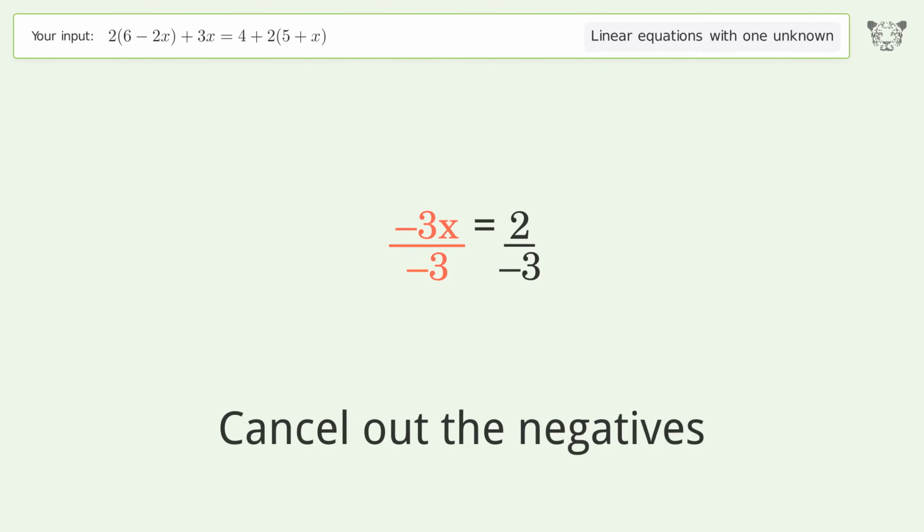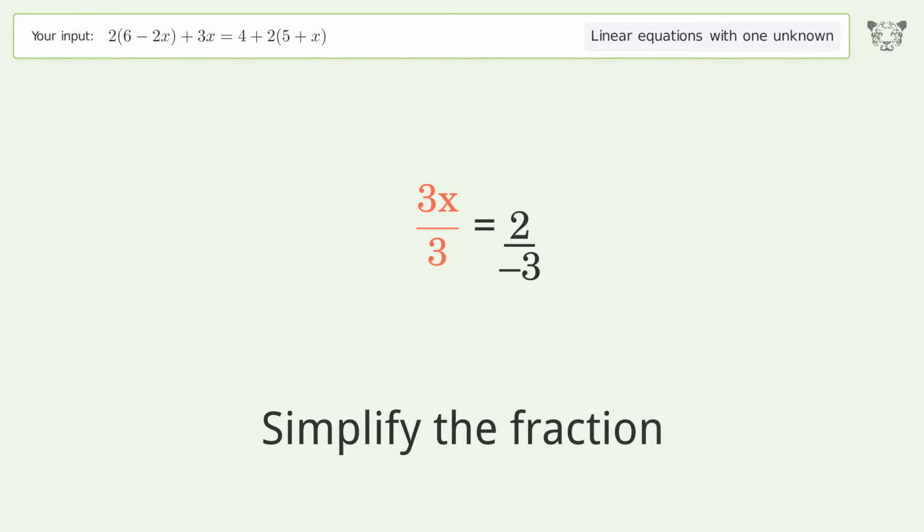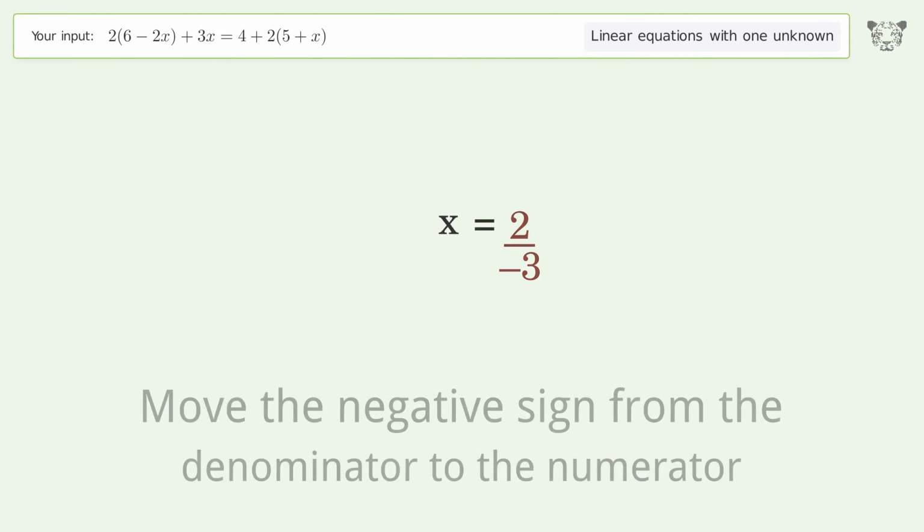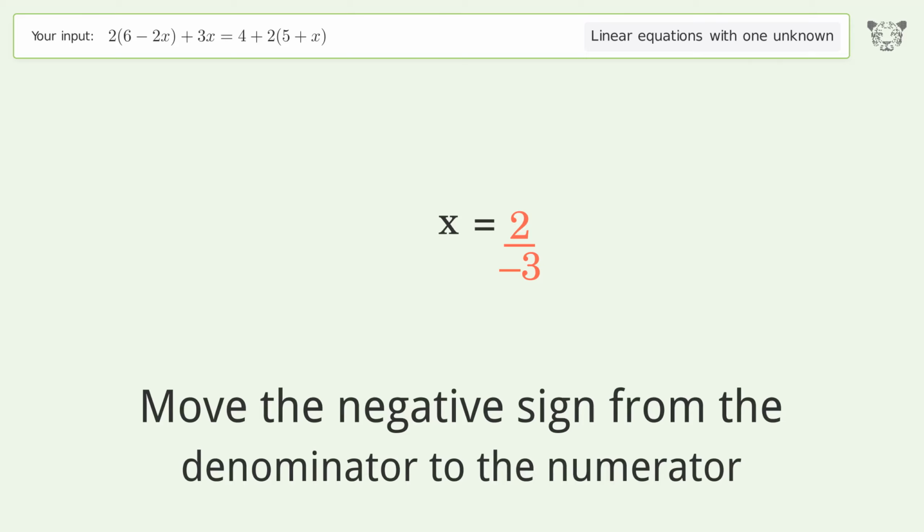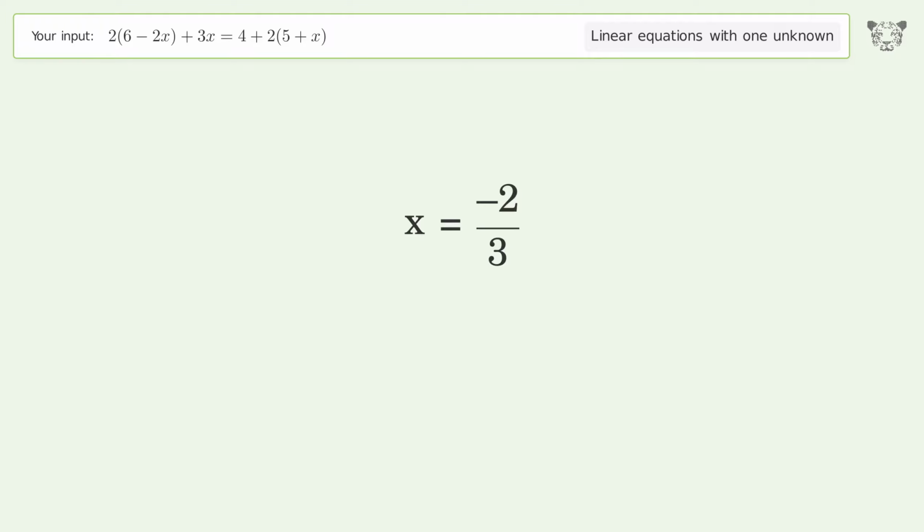Cancel out the negatives. Simplify the fraction. Move the negative sign from the denominator to the numerator. And so the final result is x equals -2/3.